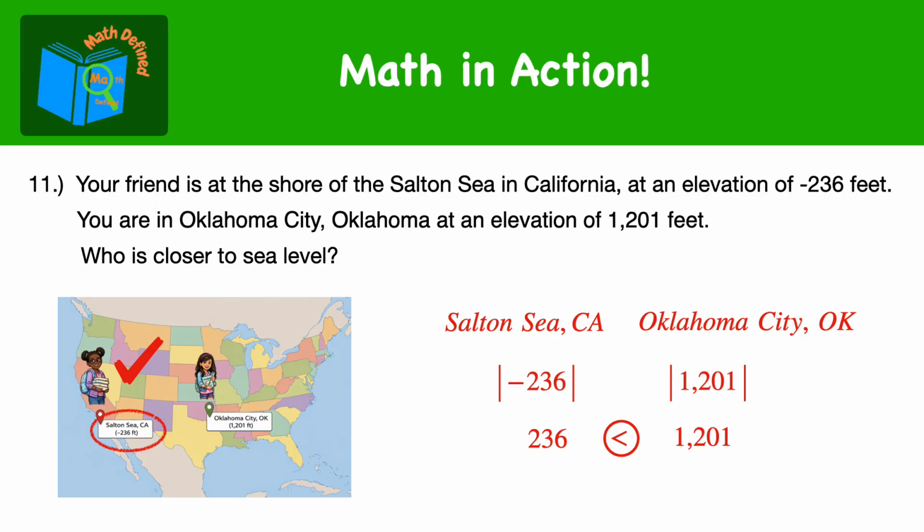This is a great example of how absolute value is helpful in real life. It helps us look past the positive and negative signs and focus on how far each place is from sea level, so we can make a fair comparison.